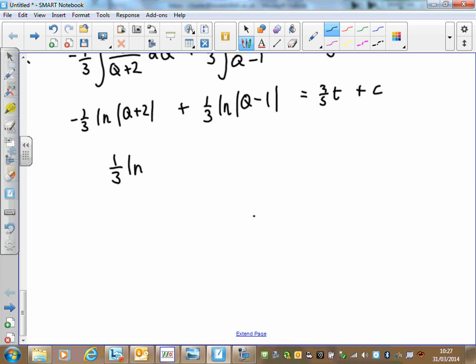Now, writing this again, because we still have got to work out this solution, it's ln of q minus 1 minus a third ln of q plus 2 is equal to 3/5 t plus c.